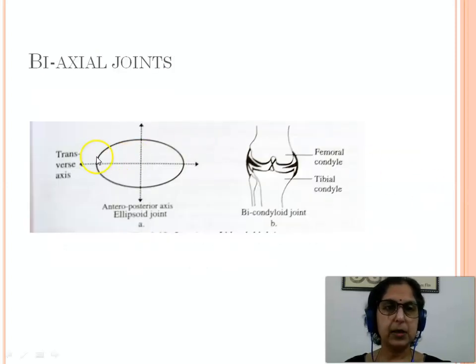So what we see here is the elliptical articular surface, movement occurring along two axes, transverse axis and anteroposterior axis. So the articulating surfaces, one is going to be convex elliptical and the other will be concave elliptical.